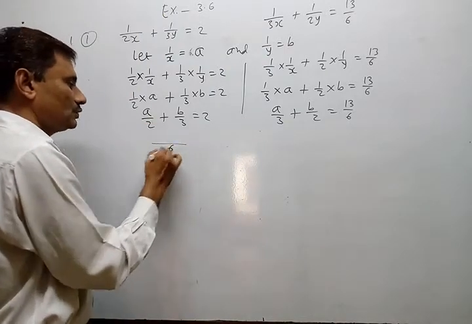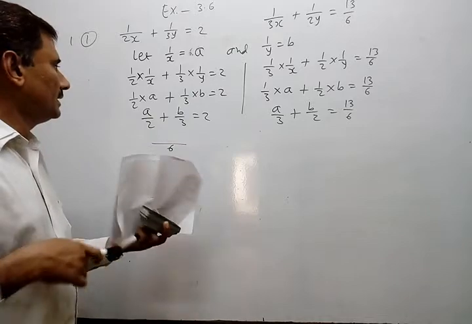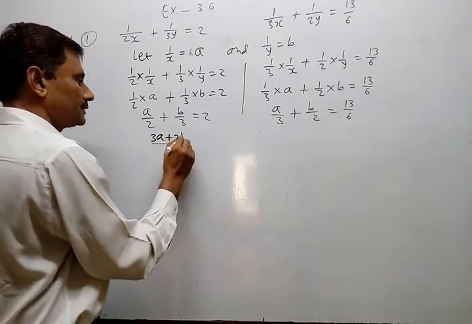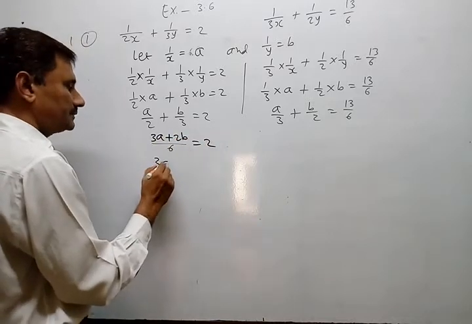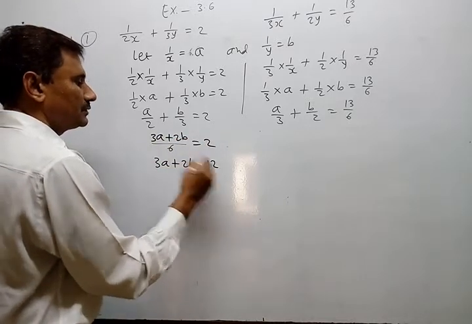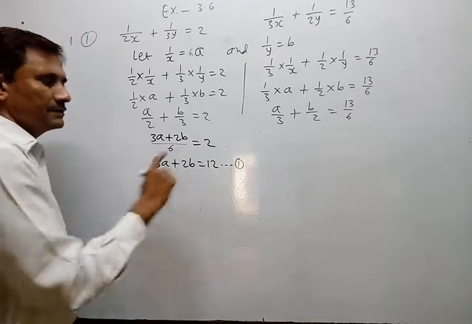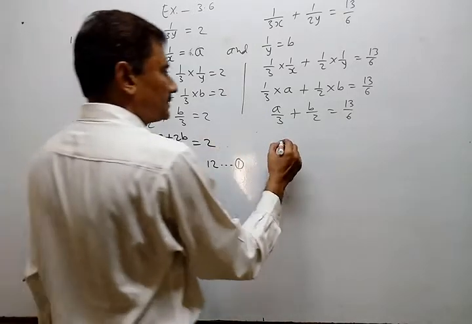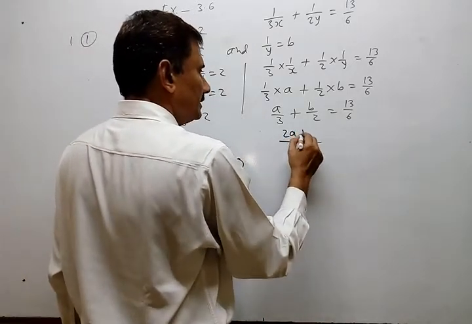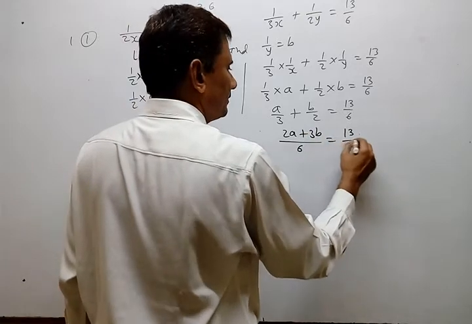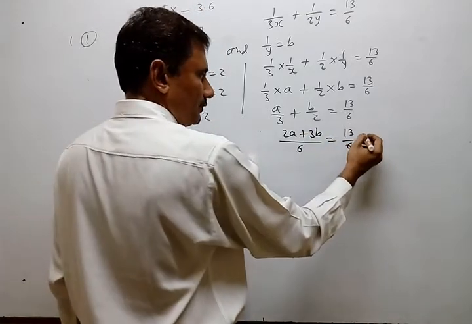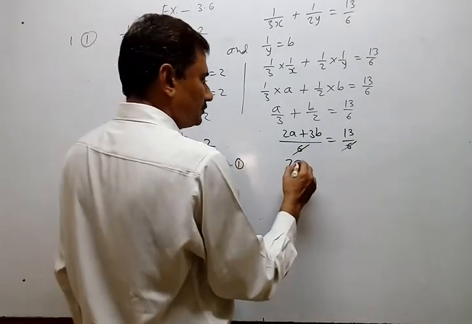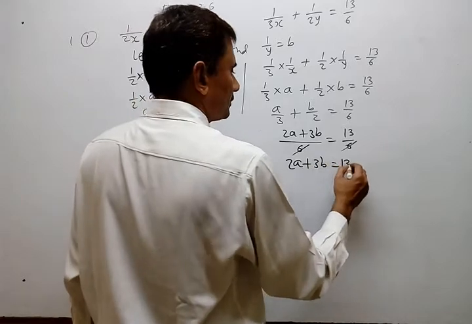So just take the LCM, cross multiply. So this becomes 3a plus 2b equal to 2, so it becomes 3a plus 2b equal to 12 after multiplying by 6. This is our main equation number 1. We are going to solve this right now. Now here also 6, so 2a plus 3b equal to 13 by 6. The 6, if you want to shift, will go in the numerator. Otherwise, do it directly here also. So 2a plus 3b equal to 13.